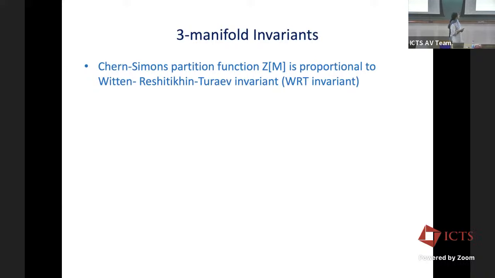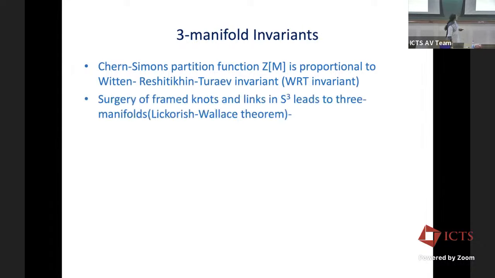But what did I do? I kept M to be S3 because I said it's much easier to do S3, which is R3 with all points at infinity identified, right? So with that knowledge, with knot invariants in S3, can I construct other three-manifolds? And that is also available. Mathematicians call that surgery. Surgery on framed knots and links in S3 leads to three-manifolds. This is the Lickorish-Wallace theorem, and we need to quantify algebraically what it means.